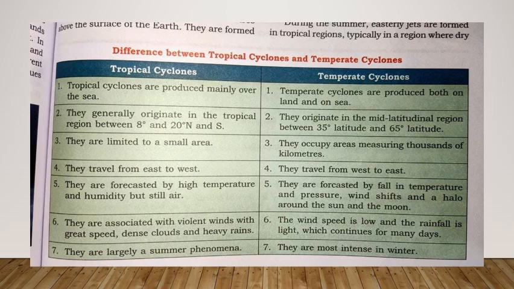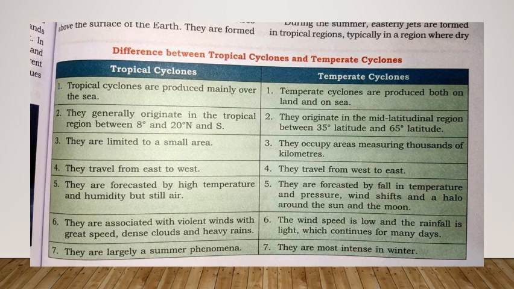Now, children, let us see the difference between the tropical and the temperate cyclone. This table is there in your textbook as well. The tropical cyclones are produced mainly over the sea. The temperate cyclones, on the other hand, are produced on land as well as on sea. The tropical cyclones, as the name suggests, develop between 8 to 20 degrees north and south, while the temperate cyclones are found in the mid-latitudinal region between 35 to 65 degree latitude in both the hemispheres.